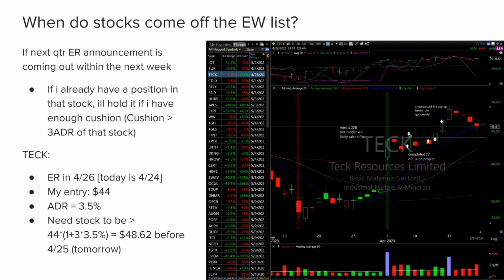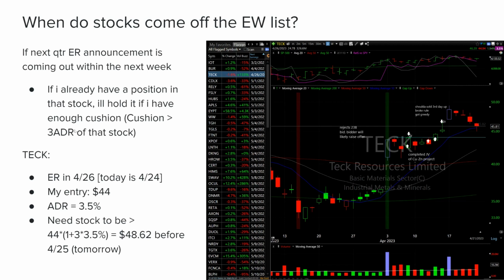Now, why 3 ADR? Just because I like to have a big enough cushion. Stocks on earnings can make highly unpredictable moves. Usually they'll move around 1 to 2 ADR, but sometimes if the earnings are particularly surprising, they can move up or down 3 to 5 ADR. Now, 3 ADR is the bare minimum that I need. And if the stock has, say, a 5 ADR or 10 ADR cushion, that's even better, and I would feel even more comfortable holding it.